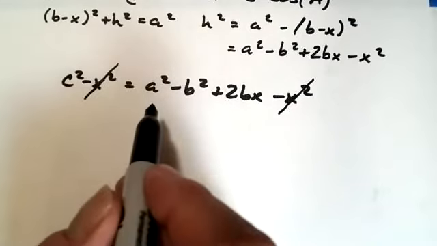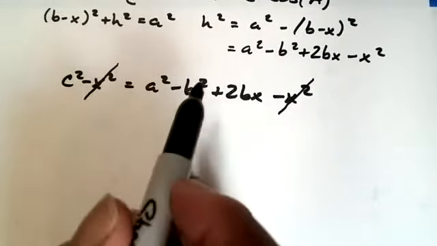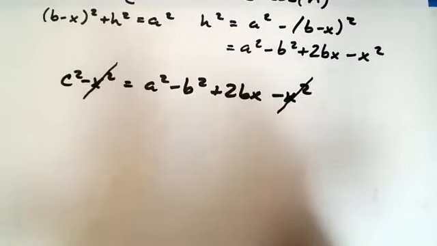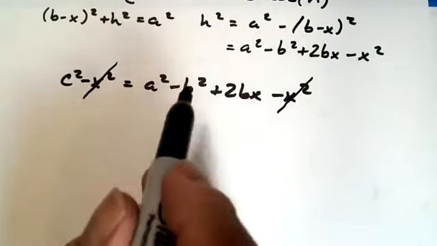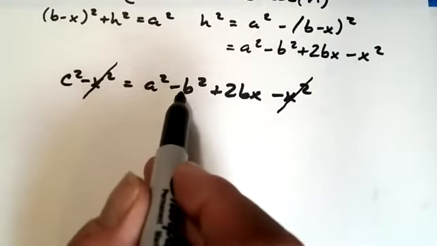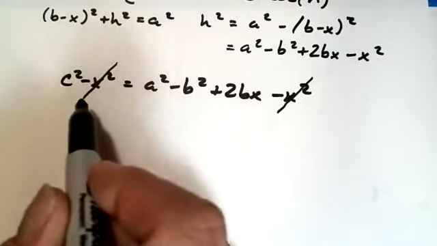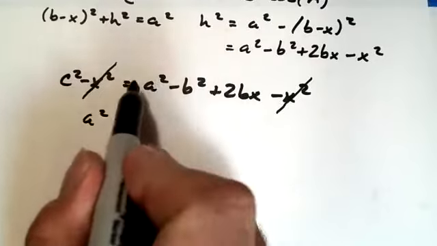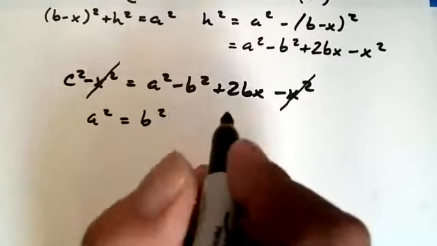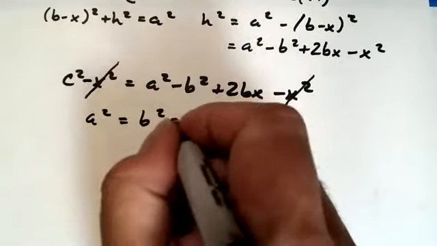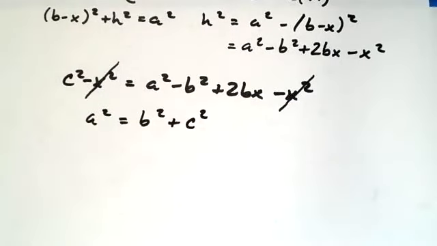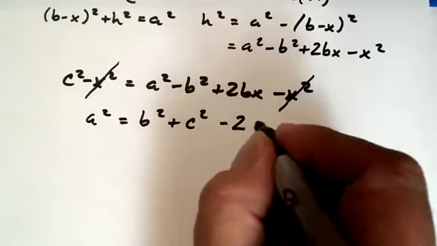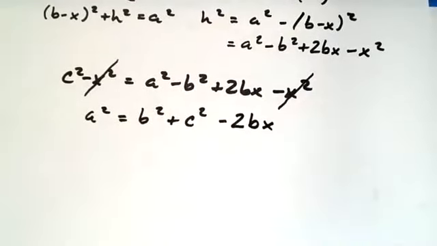So what I want is I want to get a squared by itself, just because that's how the formula looks pretty good when you do that. So I will move everything else to this side, but I'll have a squared equal. So a squared is equal to, we'll notice b squared will become positive. C squared was already positive. And then when I move this to the other side, I'll have minus 2bx. Okay.